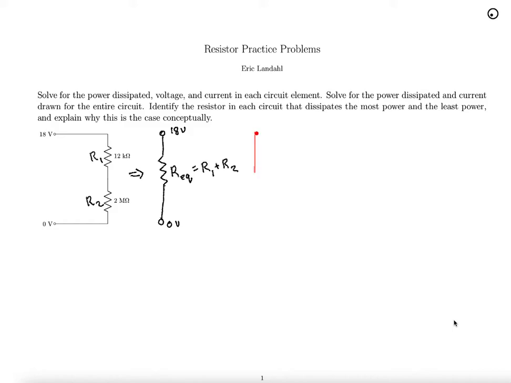From this, we can now use Ohm's law to determine the current. And because this is a simple series resistor circuit, the current in each element will be the same and will be the same as the current through the entire circuit. So we'll just say determine I for each individual component as well as the whole circuit. So that will be done using Ohm's law. V equals IR. So I equals V over R.